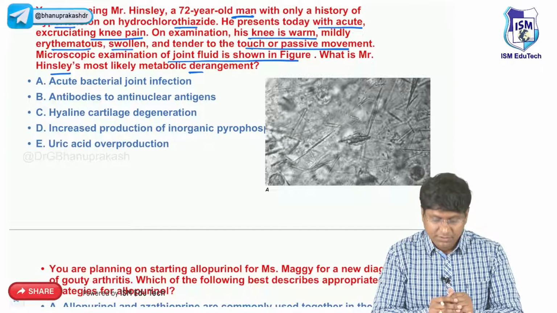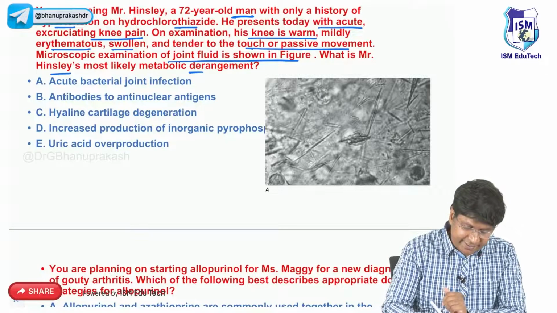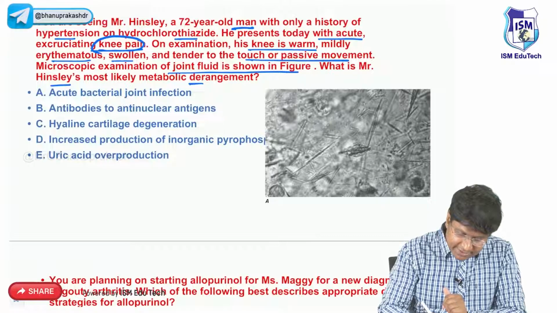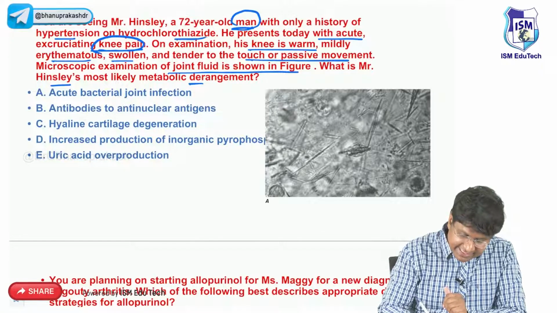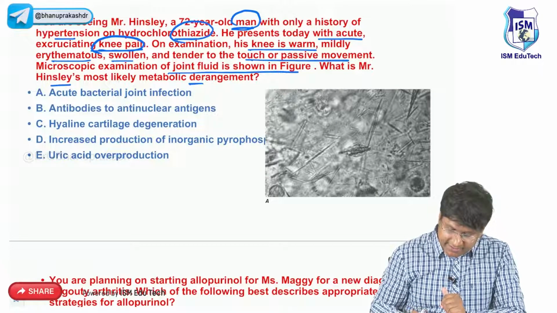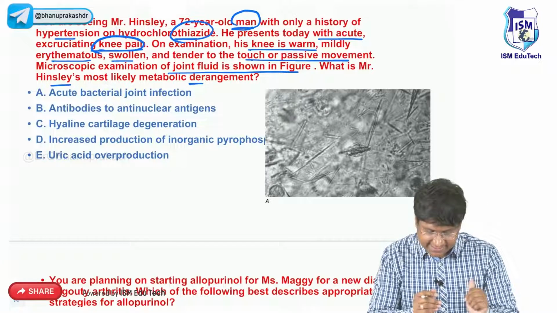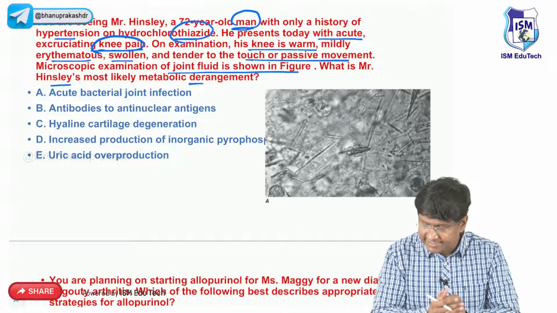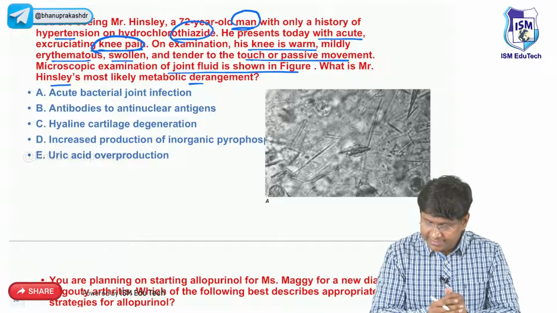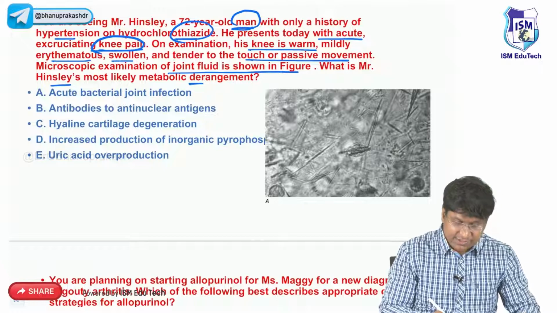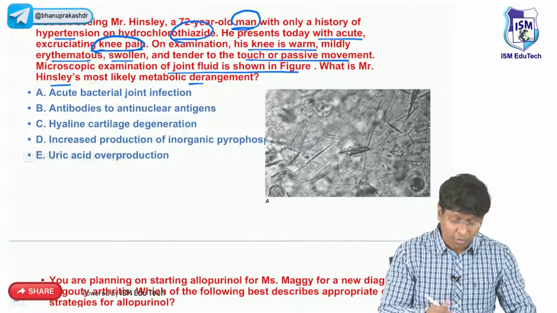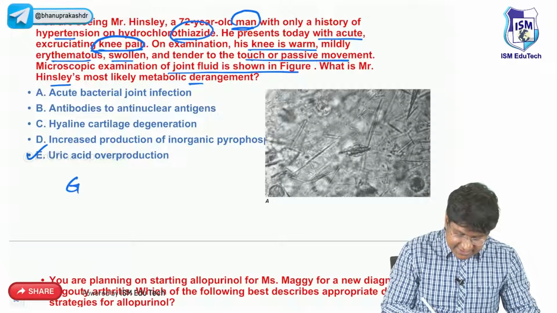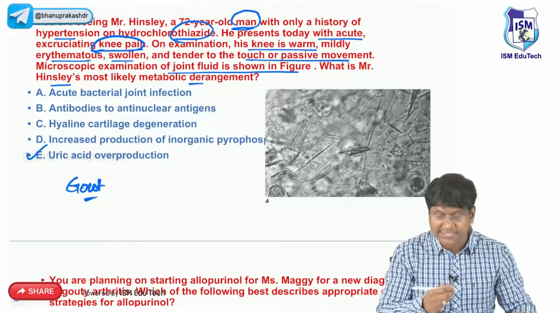Right. So which particular joint is affected? That is the knee joint. And what are all the problems? He is a 72-year-old male. He is taking a thiazide diuretic, and this is the synovial fluid analysis. So the correct answer here is uric acid overproduction. What exactly is this suggestive of? This is suggestive of gout or gouty arthritis.